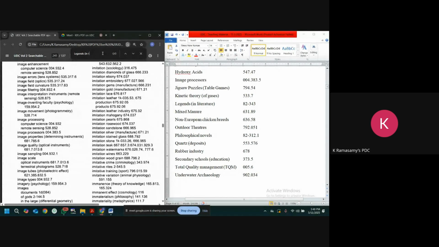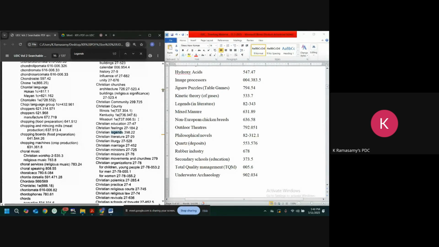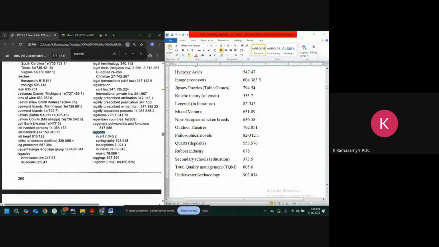Let me try for legends. Okay, there's Christian legends. There's a term which I don't require actually. I click enter. Yes. The term legends in the relative index, you can see here: legends in art, legends in cartography, legends in inscriptions, legends in literature, legends in music. So it has got 5 different appearances, but what I need is legends in literature. So I take this number. Which number? Legends in literature 82-343. Fine.